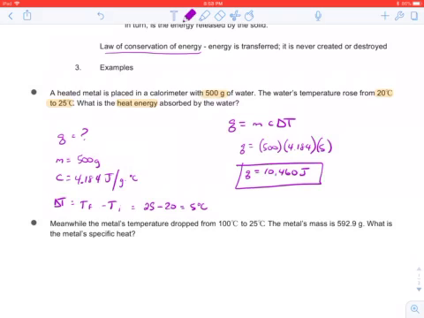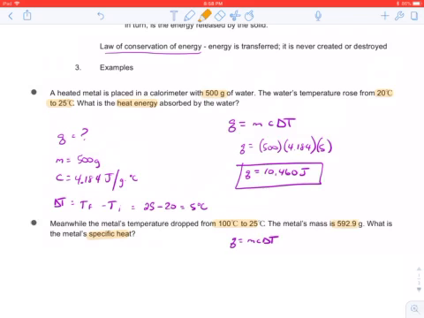If we look at the second part of this question, it says, meanwhile, the metal's temperature dropped from 100 degrees to 25 degrees Celsius. The metal's mass is 592.9. What is the metal's specific heat? If we go back to our formula, Q equals MC delta T, we've got a temperature change from 100 to 25, we have a mass, and we're looking for specific heat.